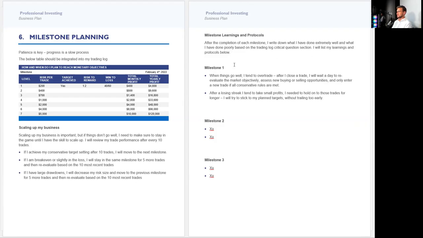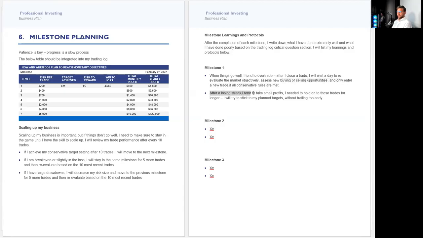So for example, what this may look like within milestone 1 is when things go well, I tend to overtrade after I close a trade. And then the protocol you would put in place is after I close a trade or many trades that go well in a row, I will wait a day to reevaluate the market objectively, assess new buying or selling opportunities, and only enter a new trade if all conservative rules are met.